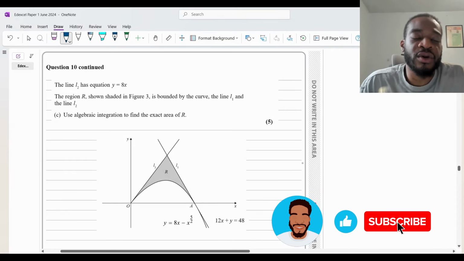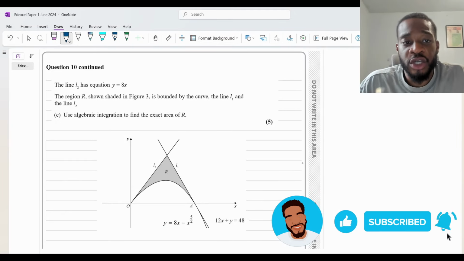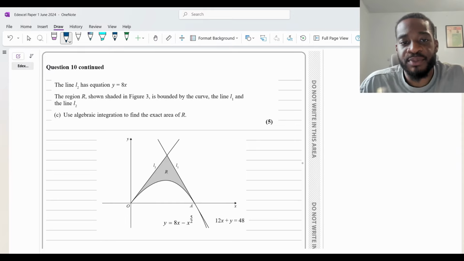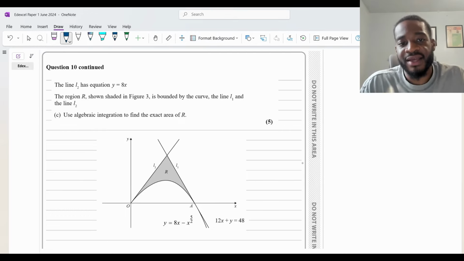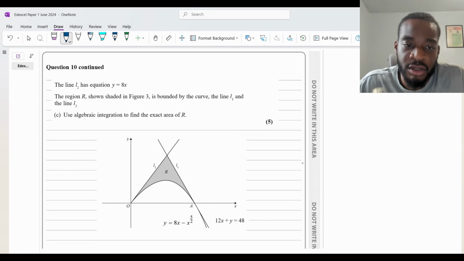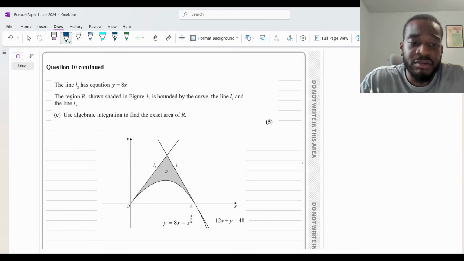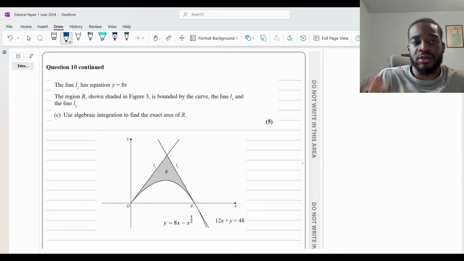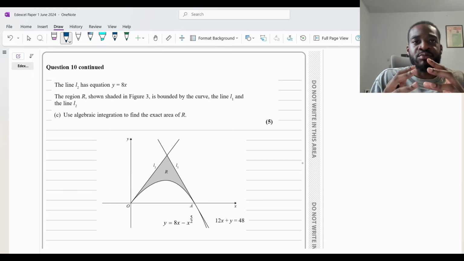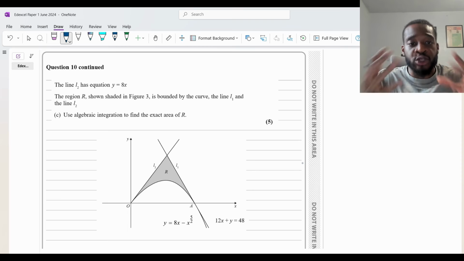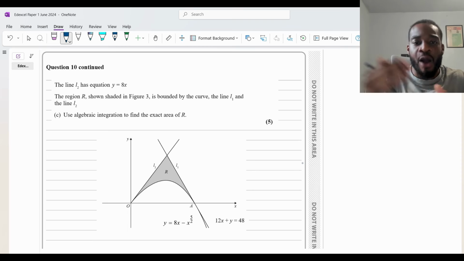The line L2 has equation y equals ax. The region R, shown shaded in figure 3, is bounded by the curve, the line L1 and the line L2. Part C says use algebraic integration to find the exact area of R for 5 marks. Okay, so the area of R is shaded, right? Now, whenever I'm doing these types of questions where I'm trying to figure out an area that is shaded, I'd always break down the actual shaded area itself to figure out how I actually calculate it.